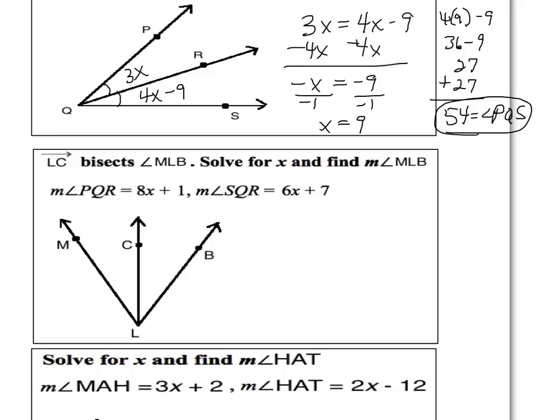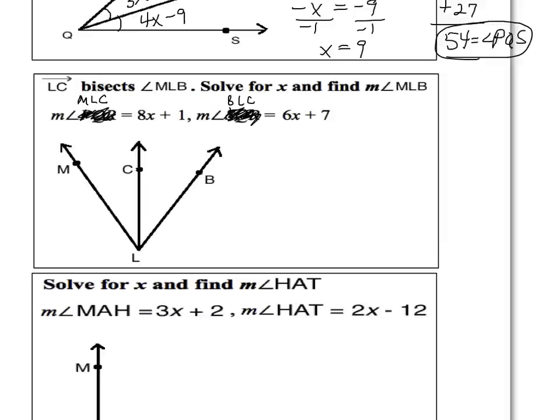What you're going to have to do is cross out angle PQR and angle SQR. That was a misprint. Make sure you put on your sheet the measure of angle MLC and the measure of angle BLC. And then I want you to solve this. Solve it for x and find the measure of angle MLB. Very similar to the previous problem. So solve that before you come to class tomorrow.